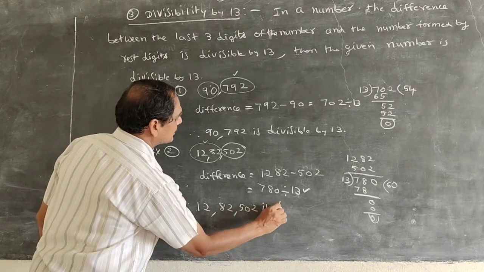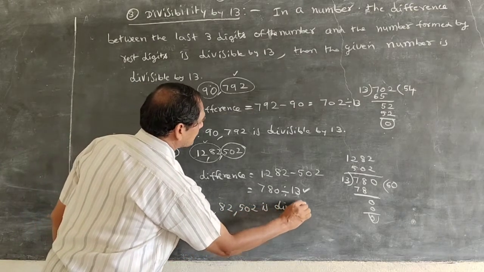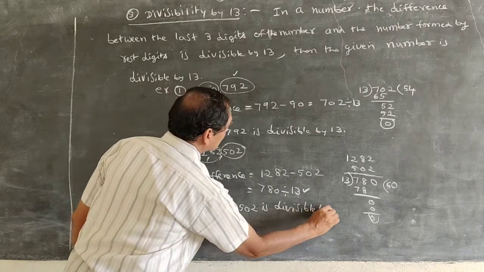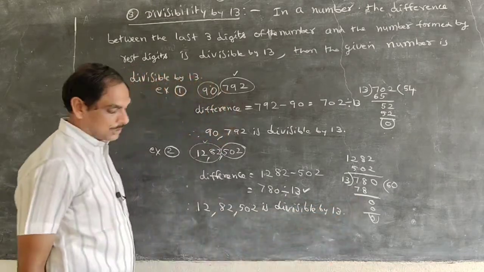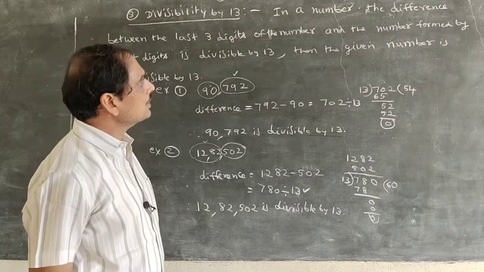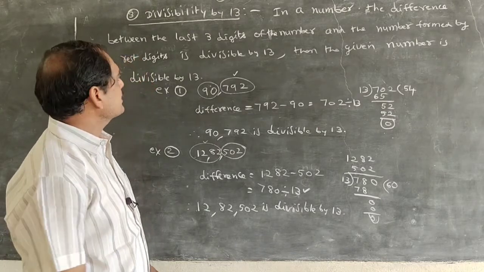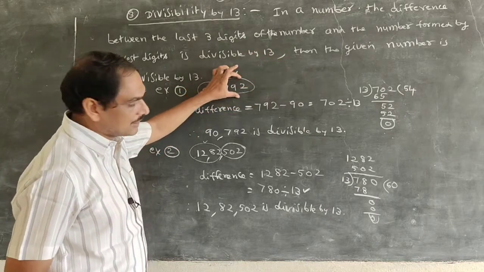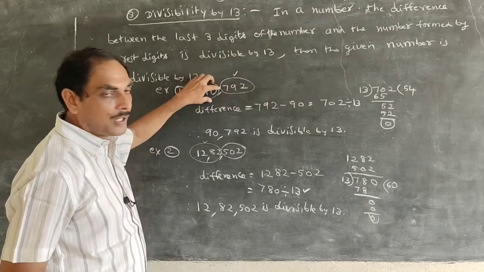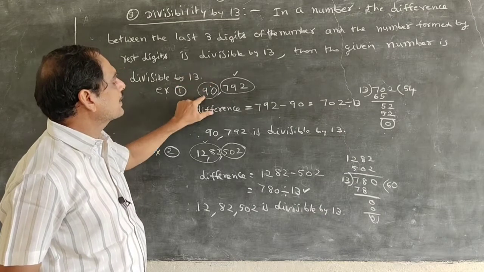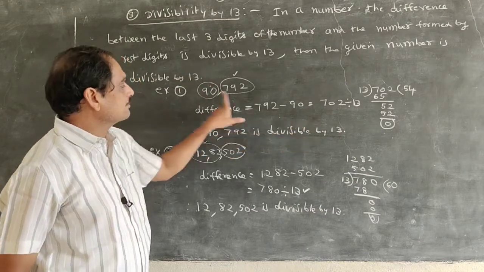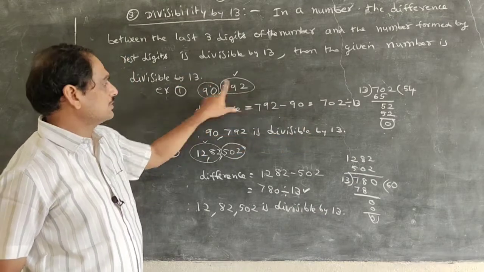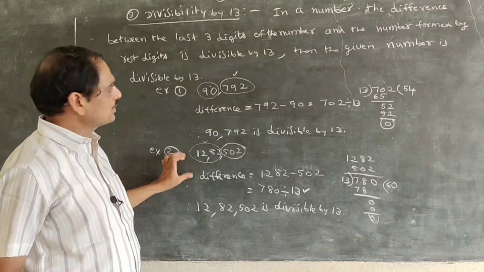1,282,502 is divisible by 13. This is the rule for 13. So, in a number, if the difference between the last 3 digits of the number and the number formed by the rest of the digits of the number is divisible by 13, then the number is divisible by 13. So, these are the 2 examples of this.